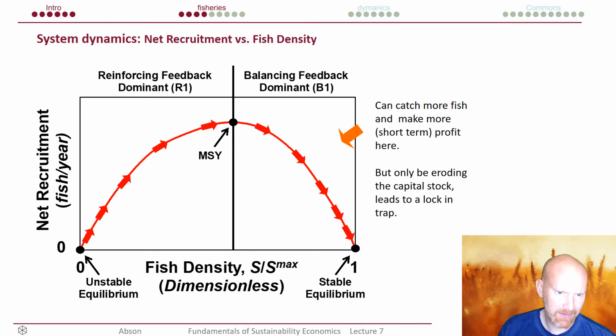So I'm using my finger instead of the mouse, so I'll try that again. In other words, say your fish density has declined to here. Even though your net recruitment is at this level, you probably only want to catch this many fish so that the fish density actually increases until you get to your maximum sustainable yield.